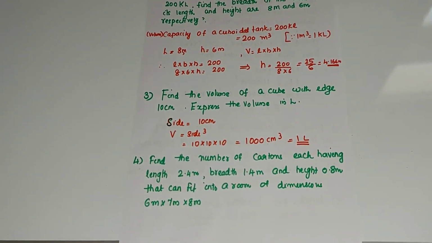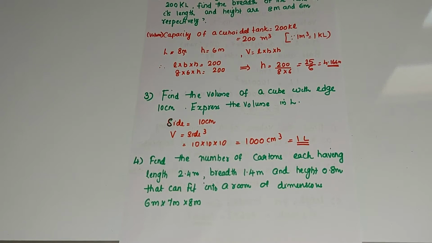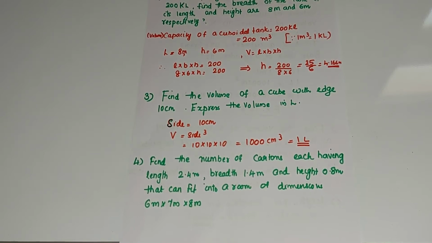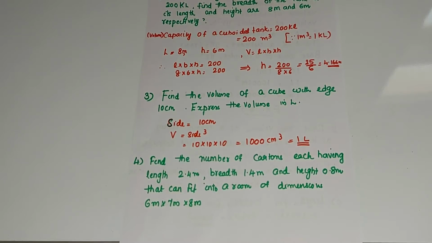Now, fourth one, find the number of cartons each having length 2.4 meter, breadth 1.4 meter and height 0.8 meter that can fit into a room of dimensions 6 meter into 7 meter into 8 meter. Here, we have to find out the number of cartons, and the measurements of cartons are given and measurement of a room is given, and we have to find out the number of cartons that fill in that room.